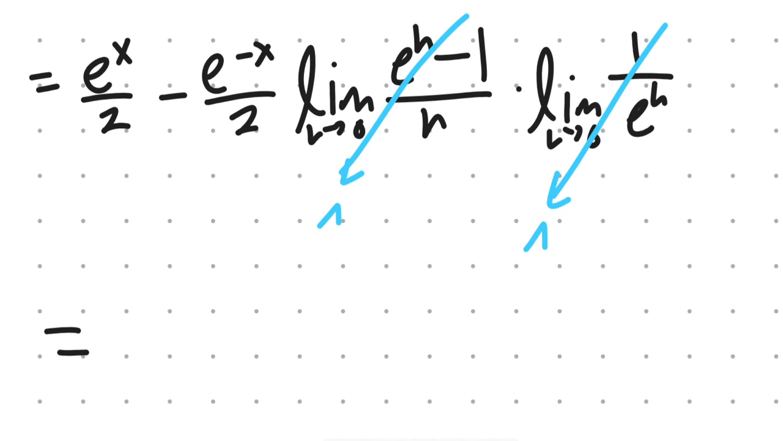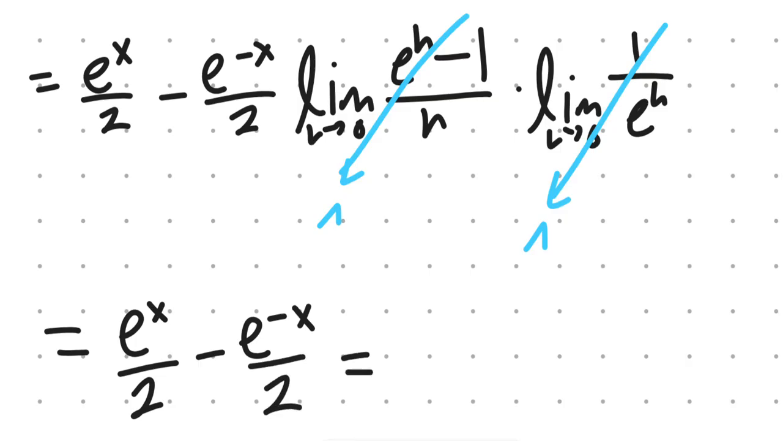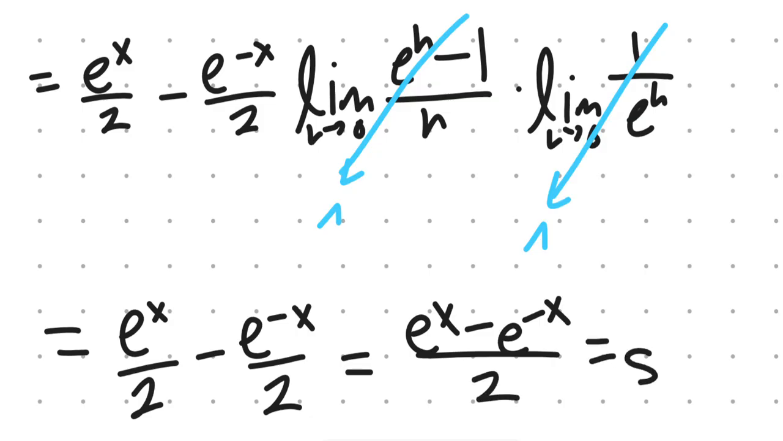So we're just left with e to the x over 2 minus e to the negative x over 2. Putting those two fractions into one unified fraction, we'll get e to the x minus e to the negative x over 2, which is also the definition of the sinh function.